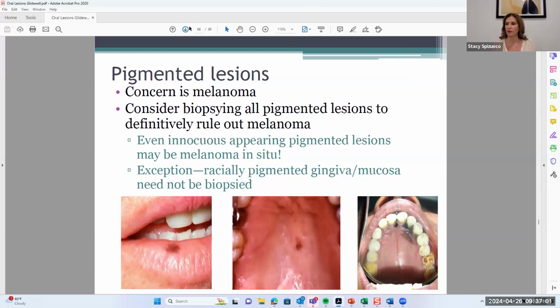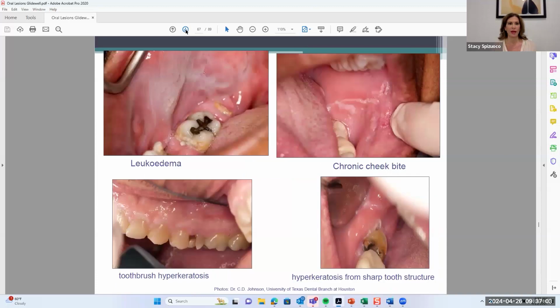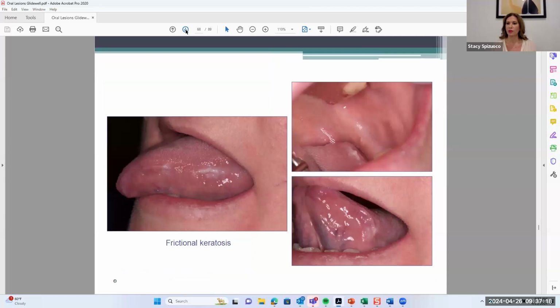Some other examples of leukoplakias or white patches are leukoedema, which is just an irritation, chronic cheek biting, another irritation, toothbrush abrasion, hyperkeratosis, and then another hyperkeratosis abrasion from sharp tooth structure. So that's why you want to take a history. Side of the mouth, frictional from grinding or from biting your tongue. You want to take a history.